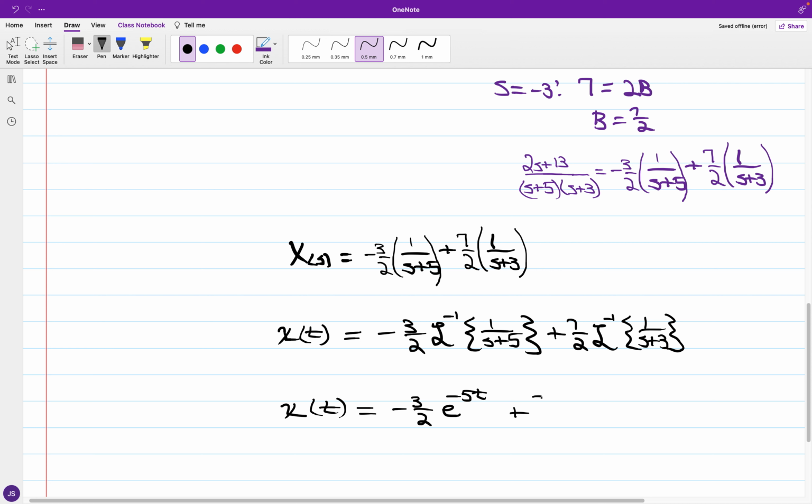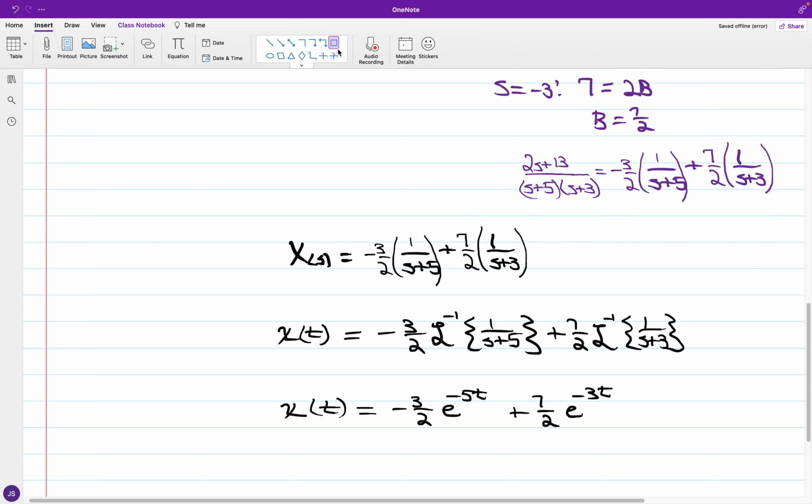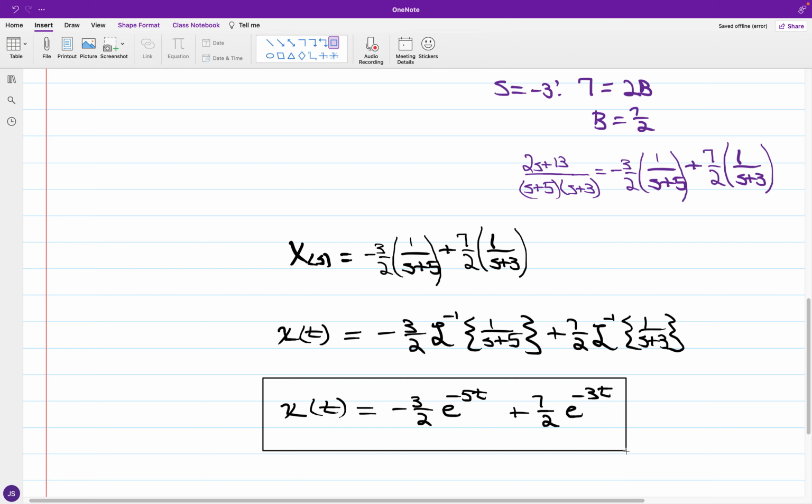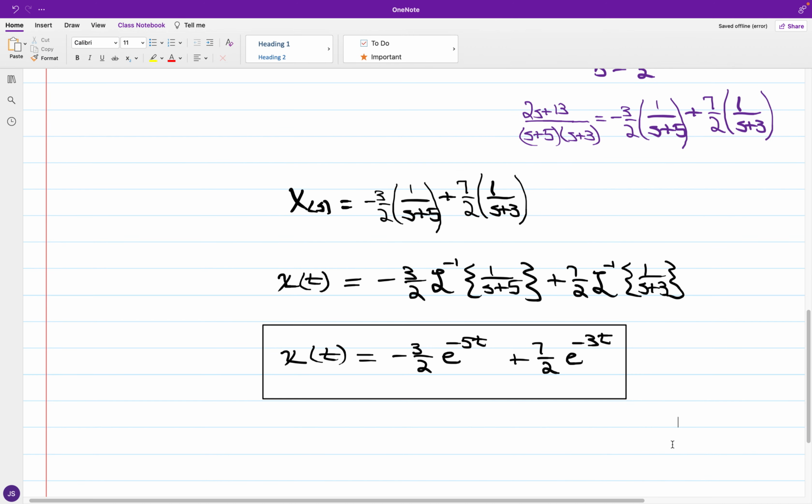And for the second term, we have s plus 3, which is s minus negative 3, and the inverse Laplace transform of the reciprocal of s plus 3 is going to be e to the negative 3t. So for the final result, the solution x of t is equal to negative 3 halves of e to the negative 5t plus 7 halves of e to the negative 3t.